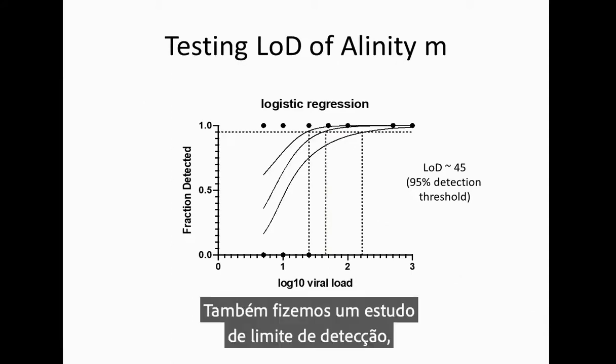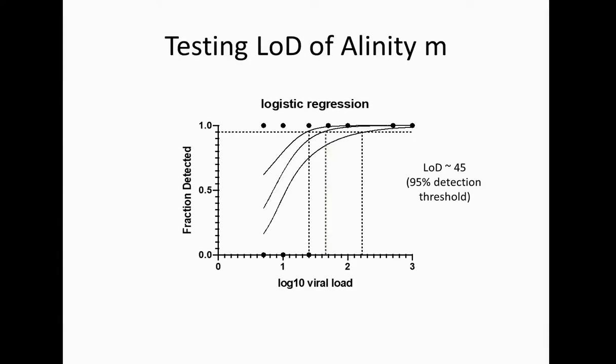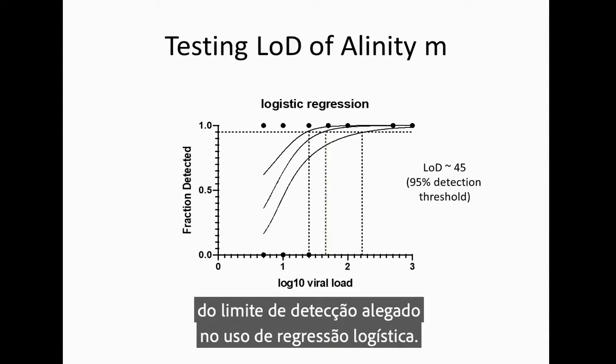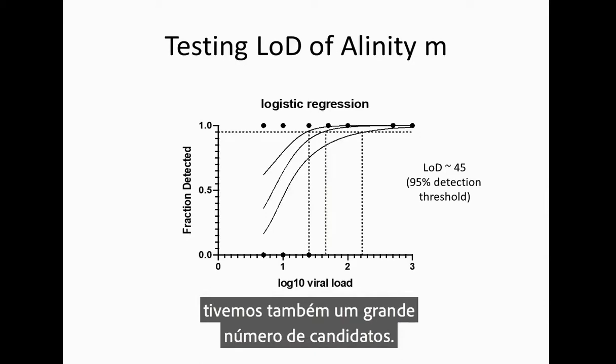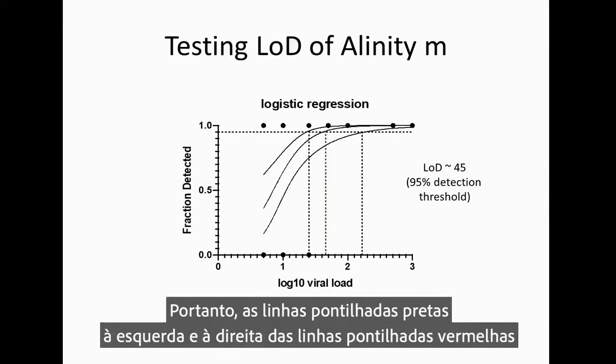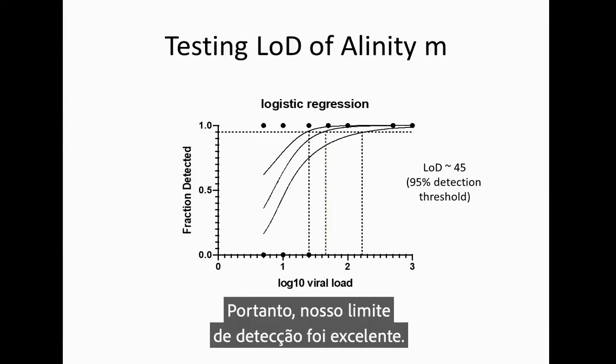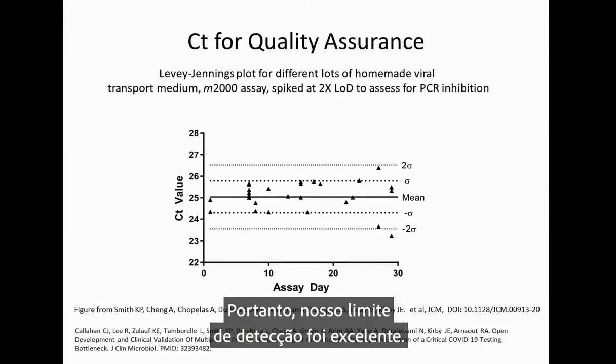We also did a limit of detection study, including testing at levels below the claimed limit of detection, and using logistic regression. We estimate the limit of detection is about 45. We didn't do a huge number of replicates, so the black dotted lines to the left and right of the red dotted line are the 95% confidence intervals. So the limit of detection was excellent.